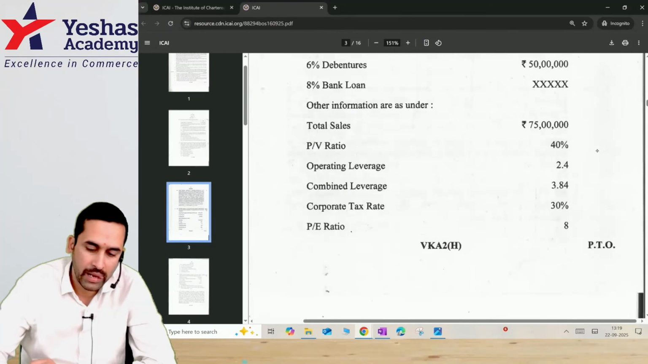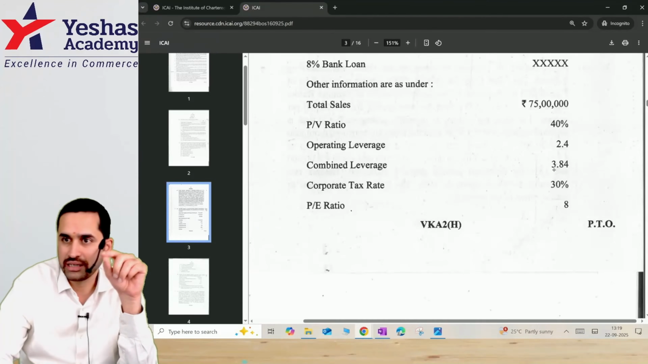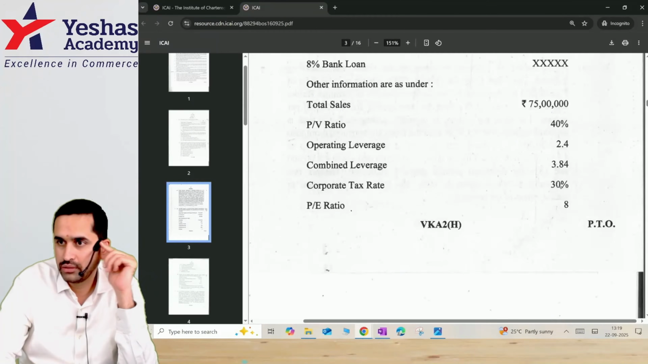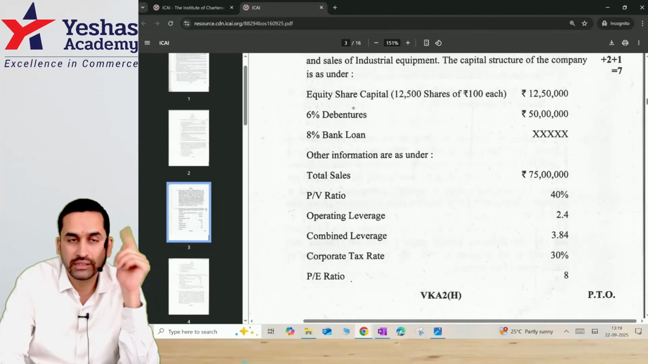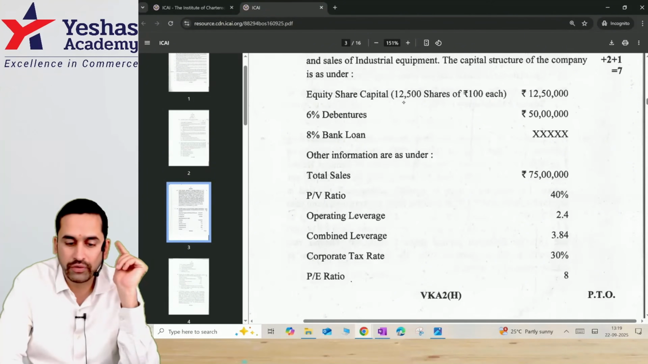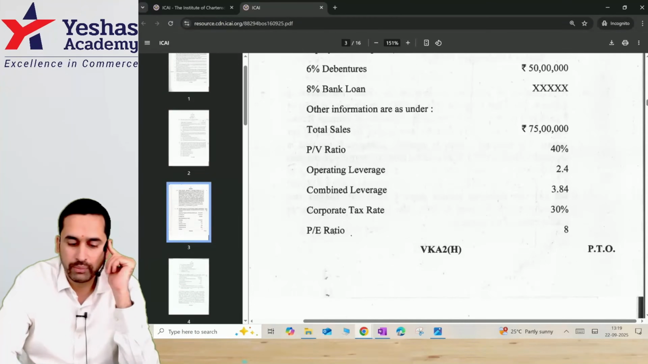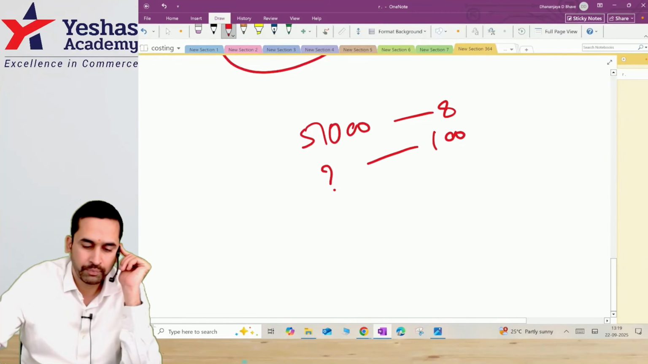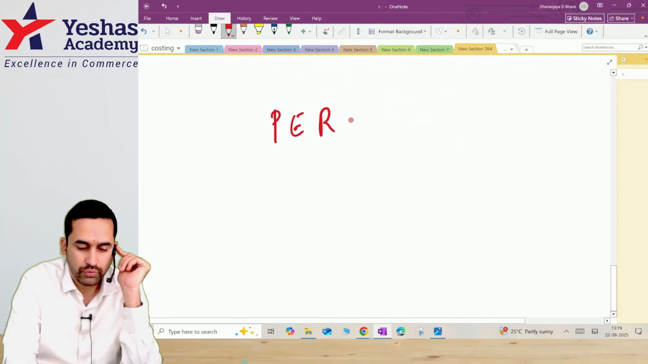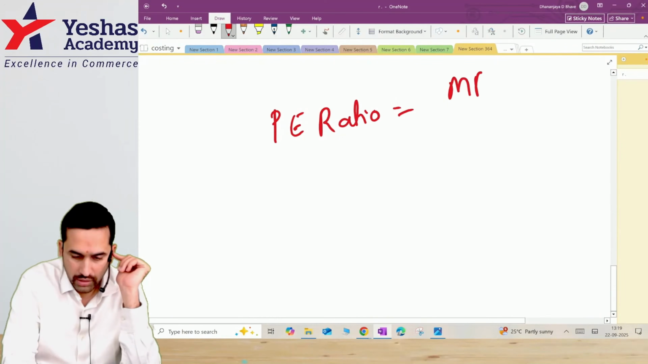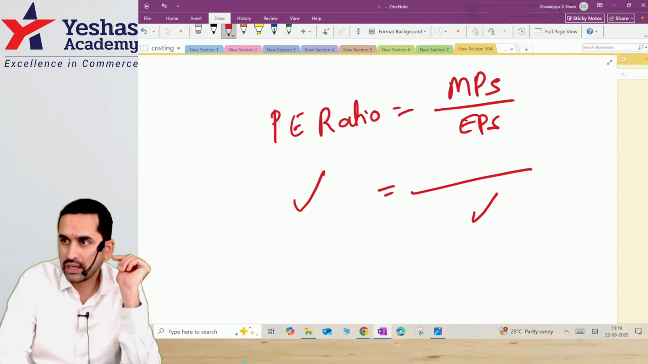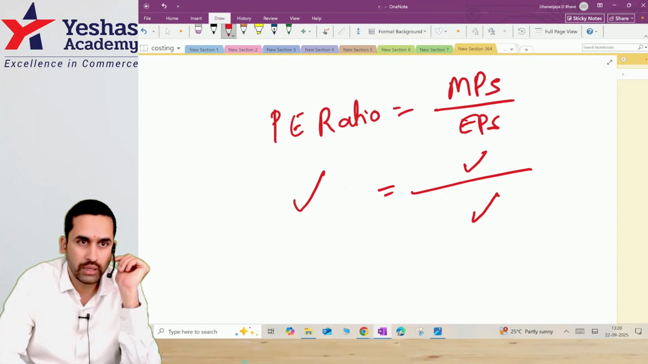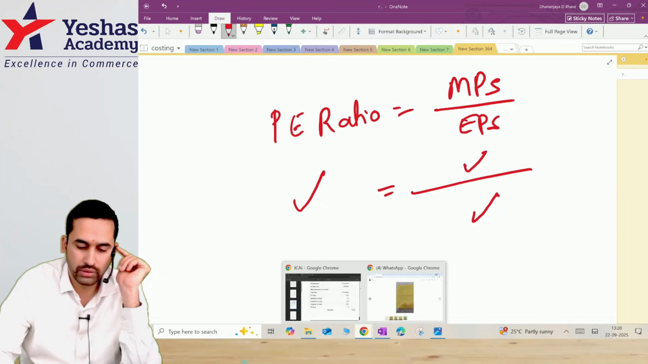Okay. And once you minus interest and reach EBT, you can take out tax, you reach EAT. I don't have any preference shares, so that EAT itself is earning available to equity shareholder. If I divide that by 12,500 shares, I get EPS. And if you remember PE ratio formula, PE ratio formula, anybody? MPS by EPS. If PE ratio is given, EPS you calculate, multiply you reach MPS, and that they have asked you in the last question.